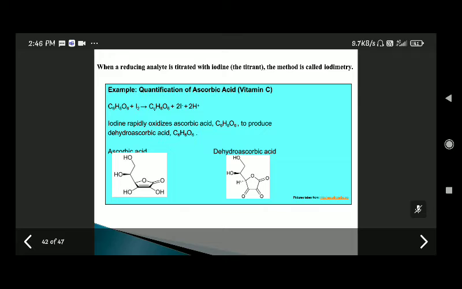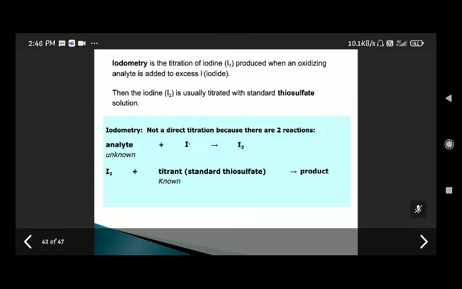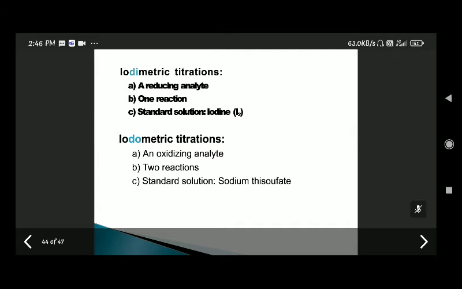Another important point you have to keep in mind, we have earlier done it in acid-base titrations. What is a primary standard? What is a secondary standard? All these points we have discussed earlier. Do you remember it? Yes, ma'am.